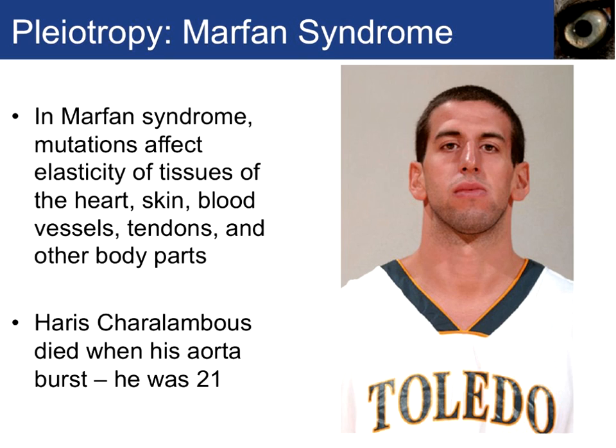The mutations affect the elasticity of the tissues of the heart, skin, blood vessels, tendons, and other body parts, and it weakens the tissue structure, especially in the aorta. The man in the picture is Harris Charalambous, a promising college basketball player who didn't know he had Marfan syndrome. He died at the age of 21 in 2006 during practice when his aorta failed and burst. People with Marfan syndrome generally go undiagnosed unless they have an incident like this one, because they don't have any obvious symptoms.